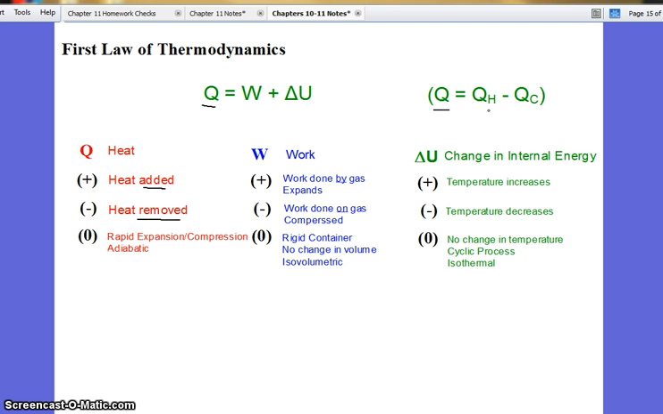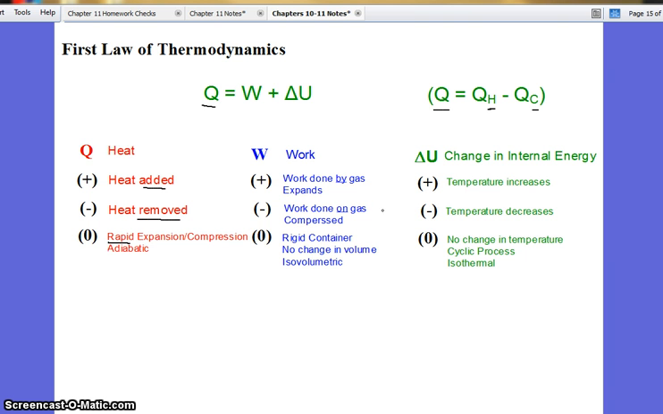Now the reason they use the letters H and C is because heat is added if we touch it to a hotter reservoir. So that's why QH is heat added. And heat is removed if we touch it to a colder reservoir. So that's why QC is the heat removed. Now the heat may be zero if it's an adiabatic process, which means that it's a rapid expansion or compression of our gas in this case, or our fluid.